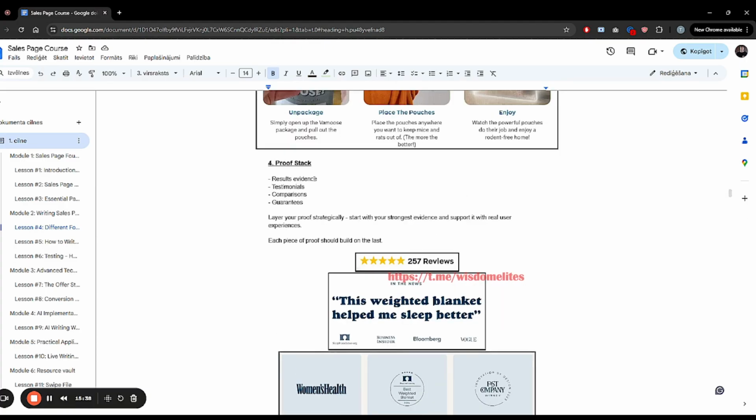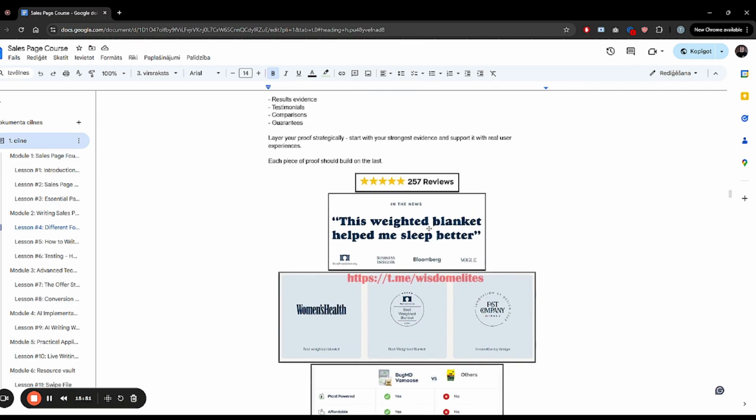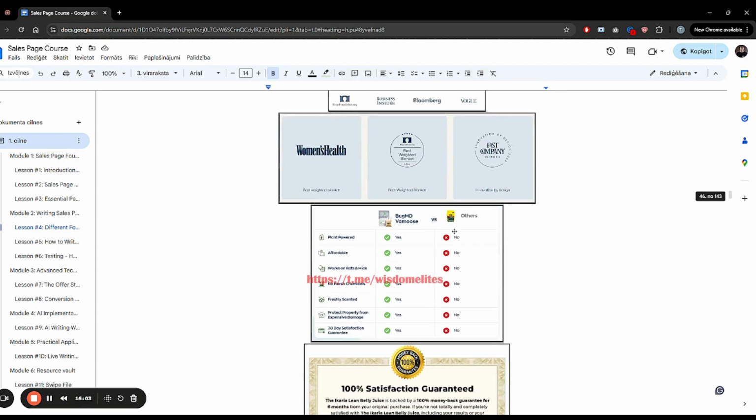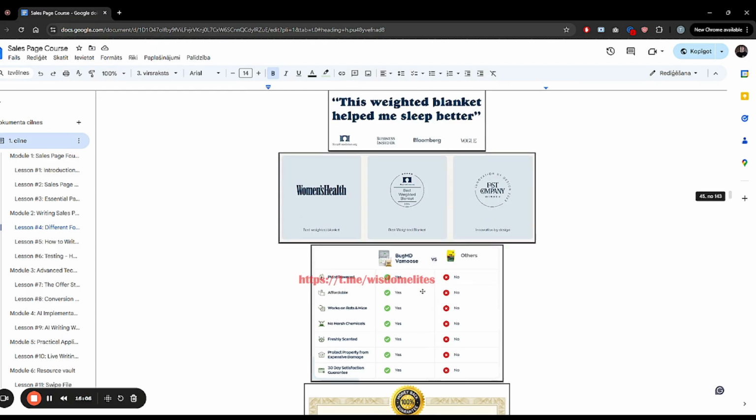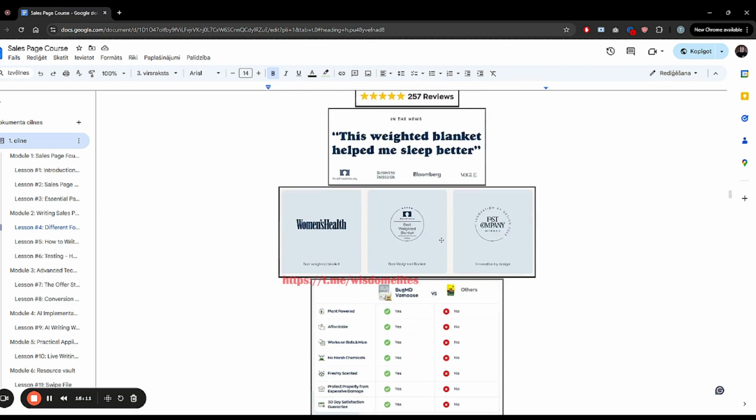Then you show proof: result evidence, testimonials, comparisons, guarantees. Layer your proof strategically, start with your strongest evidence and support it with a real user experience. So if you have any quotes from well-established publications or an authority figure, show it as close to the above the fold section as you can, and then move on throughout the page with us versus them, comparisons, real customer reviews, and so on.